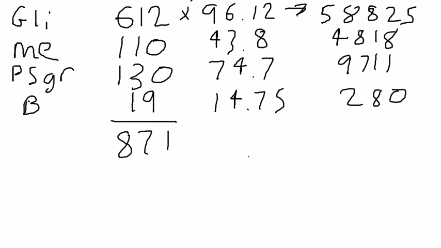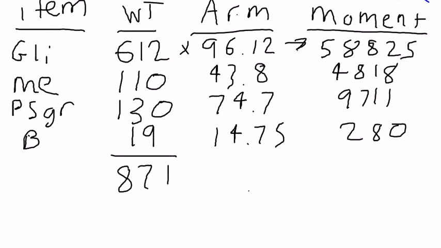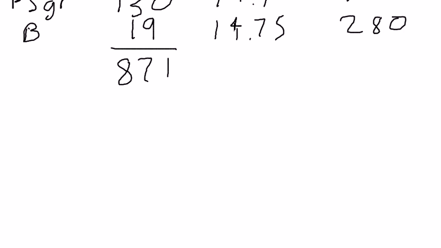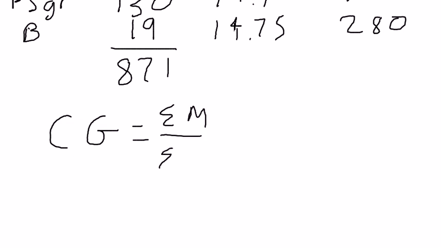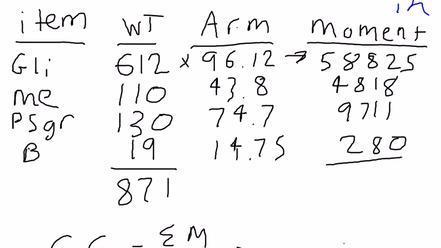And at the very end, remember, what we're looking for is essentially the arm location of the center of gravity. And since we know weight times arm equals moment, the center of gravity, whoops. Let me fix that. That's what I meant to do. The center of gravity is going to be the sum of all the moments divided by the sum of all the weights. So we already have the sum of all the weights. That's 871. And now we just have to sum all of these moments.